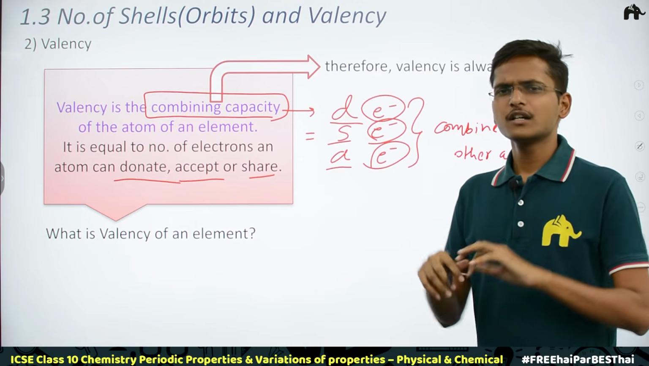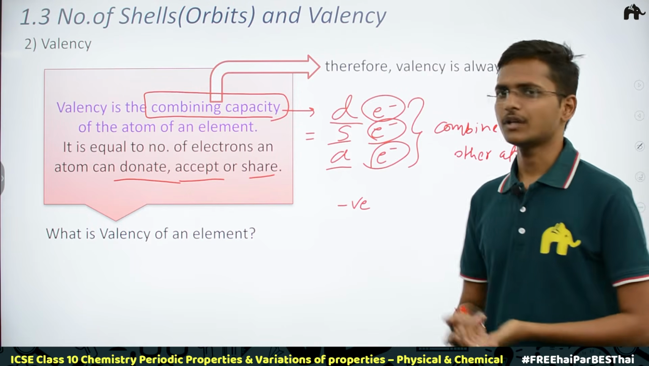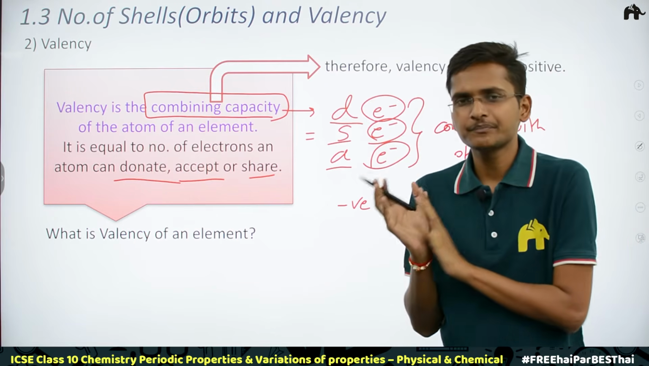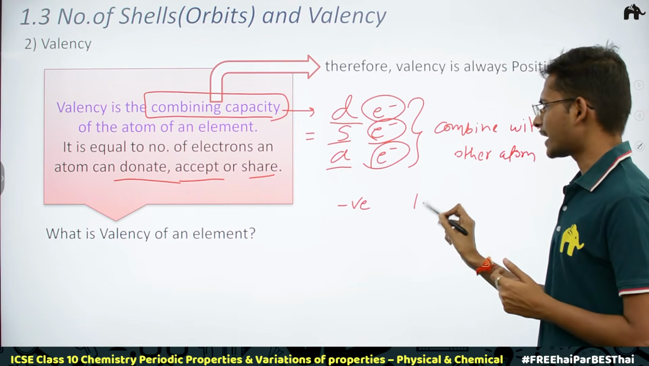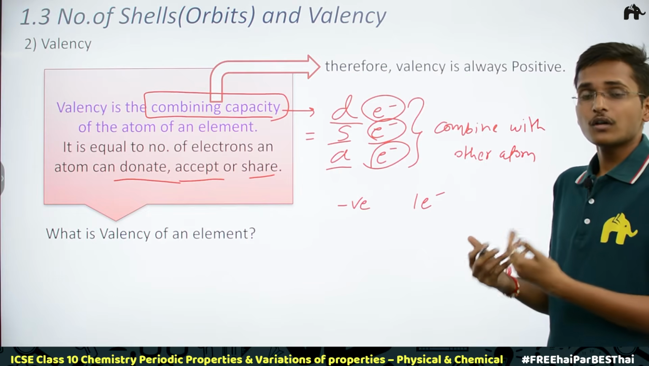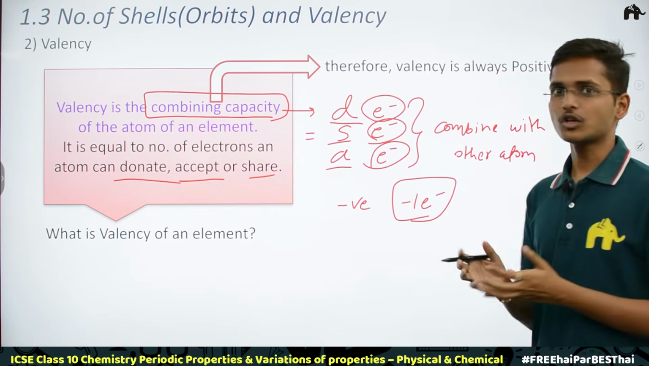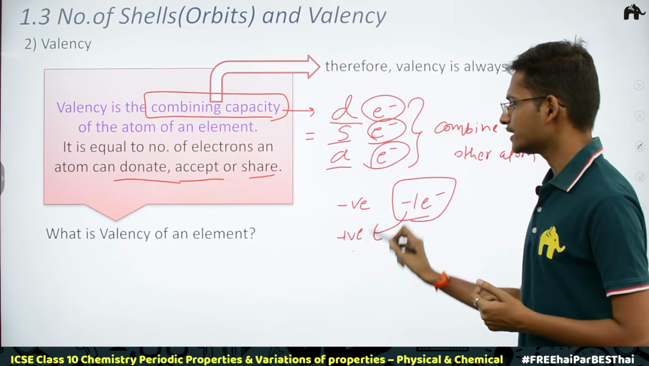Now, let's see, valency, you would never see it as a negative number. Why is this so? Just now we studied that it is a combining capacity, right? So just think logically, how can an atom donate -1 electron, or how can it share -1 electrons, or how can it accept -1 electron, right? It is not possible. That's why valency is always seen as a positive number.